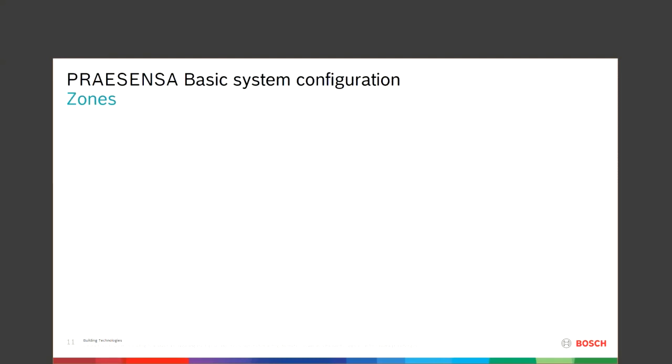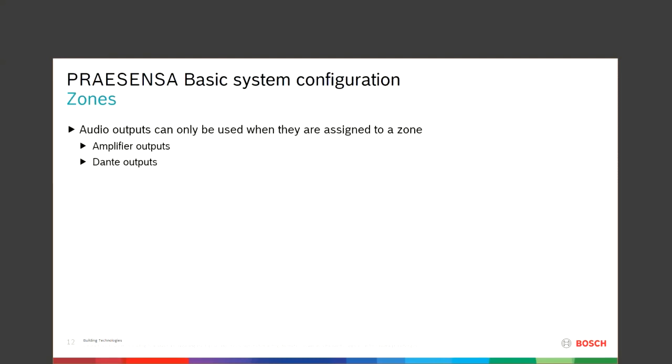You have to create zones. Important: an audio output can only be used when you assign it to a zone. You cannot use an audio output if it is not in a zone. So amplifier outputs have to be in zones. If you have analog outputs, Dante outputs to analog, let's say line signal, you have to use those outputs in zones. That's the only way that you can get a signal out of PRAESENSA.